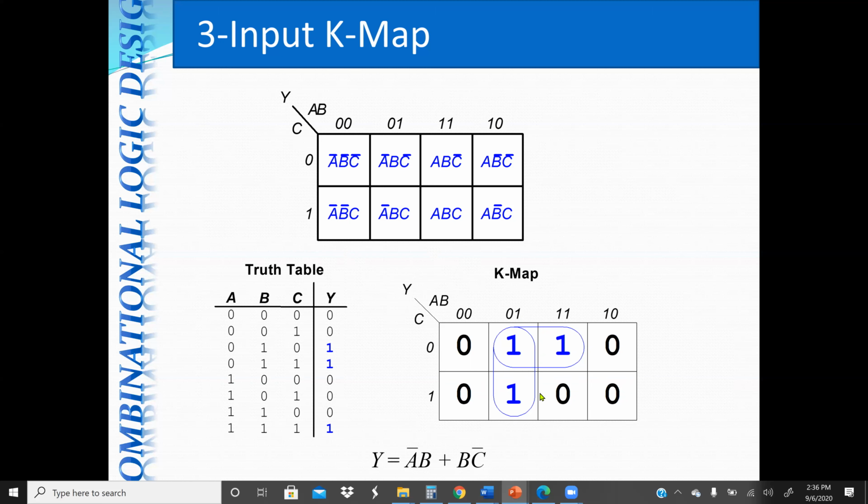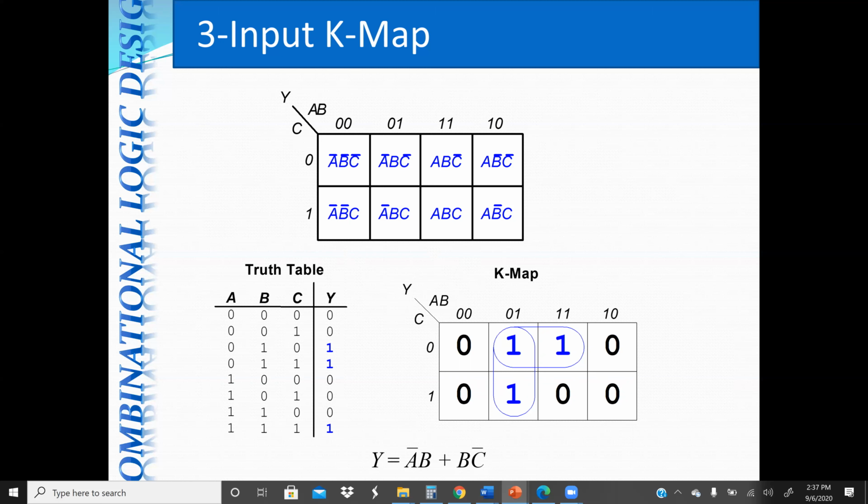Then in this section, A is 0 here and A is 1 here, so 0 and 1 will cancel and it is left with only 1. So B will be B, but C is 0, so it is inverted, C invert. That's why we get B and C invert. So the final answer will be A invert B plus B C invert.